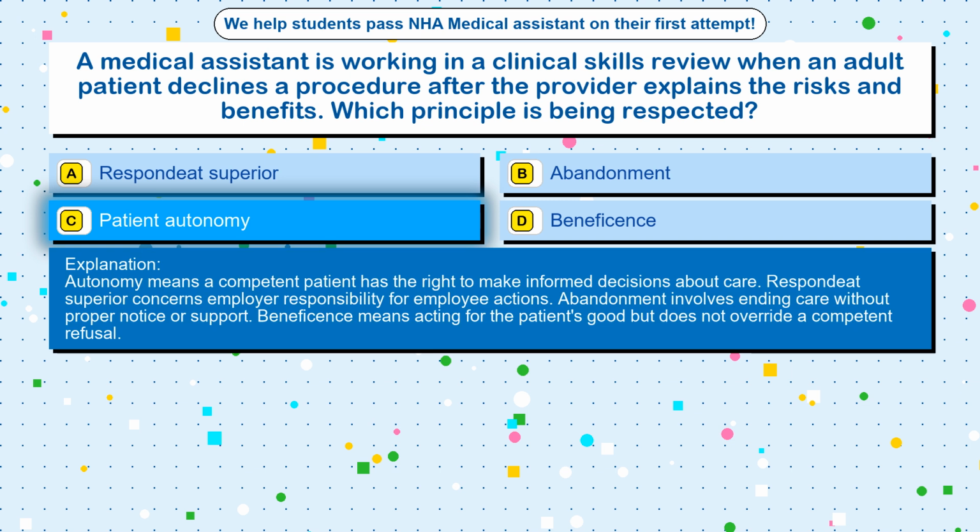Autonomy means a competent patient has the right to make informed decisions about care. Respondeat superior concerns employer responsibility for employee actions. Abandonment involves ending care without proper notice or support. Beneficence means acting for the patient's good but does not override a competent refusal.